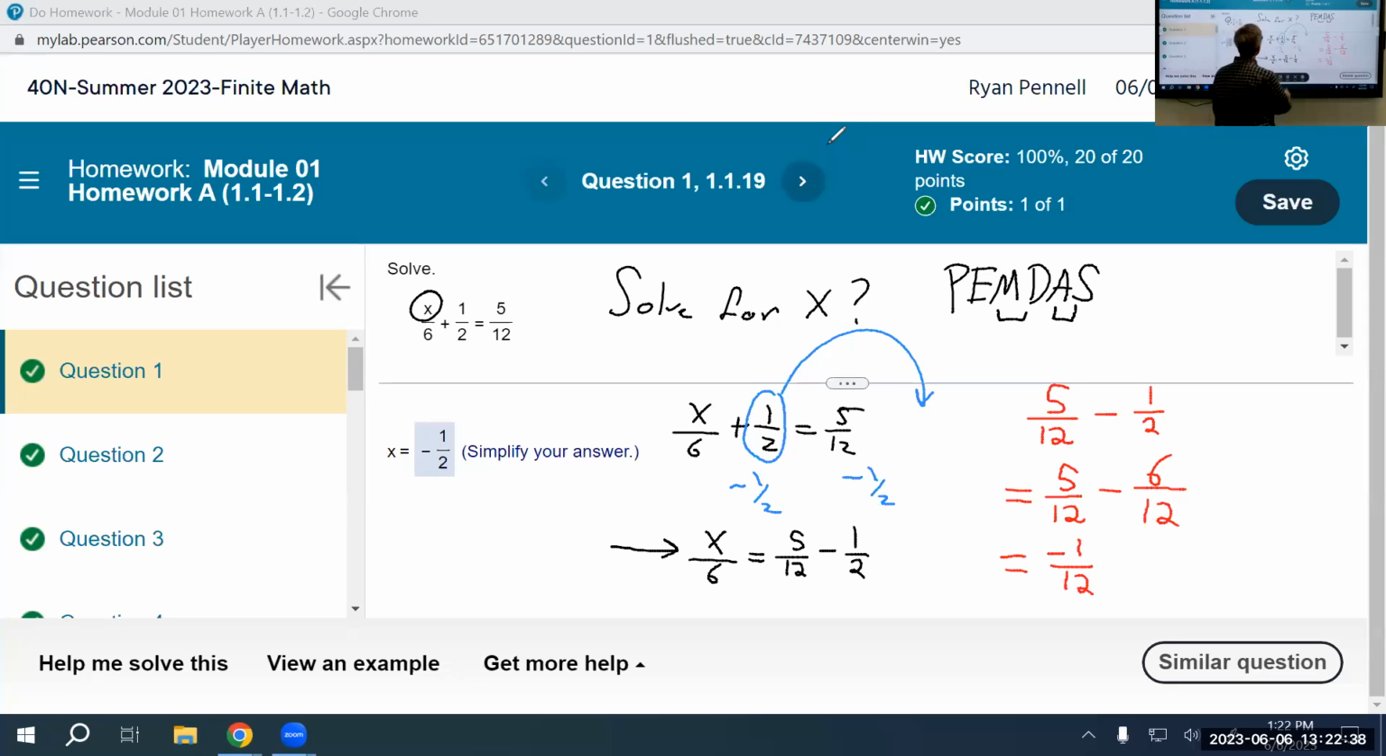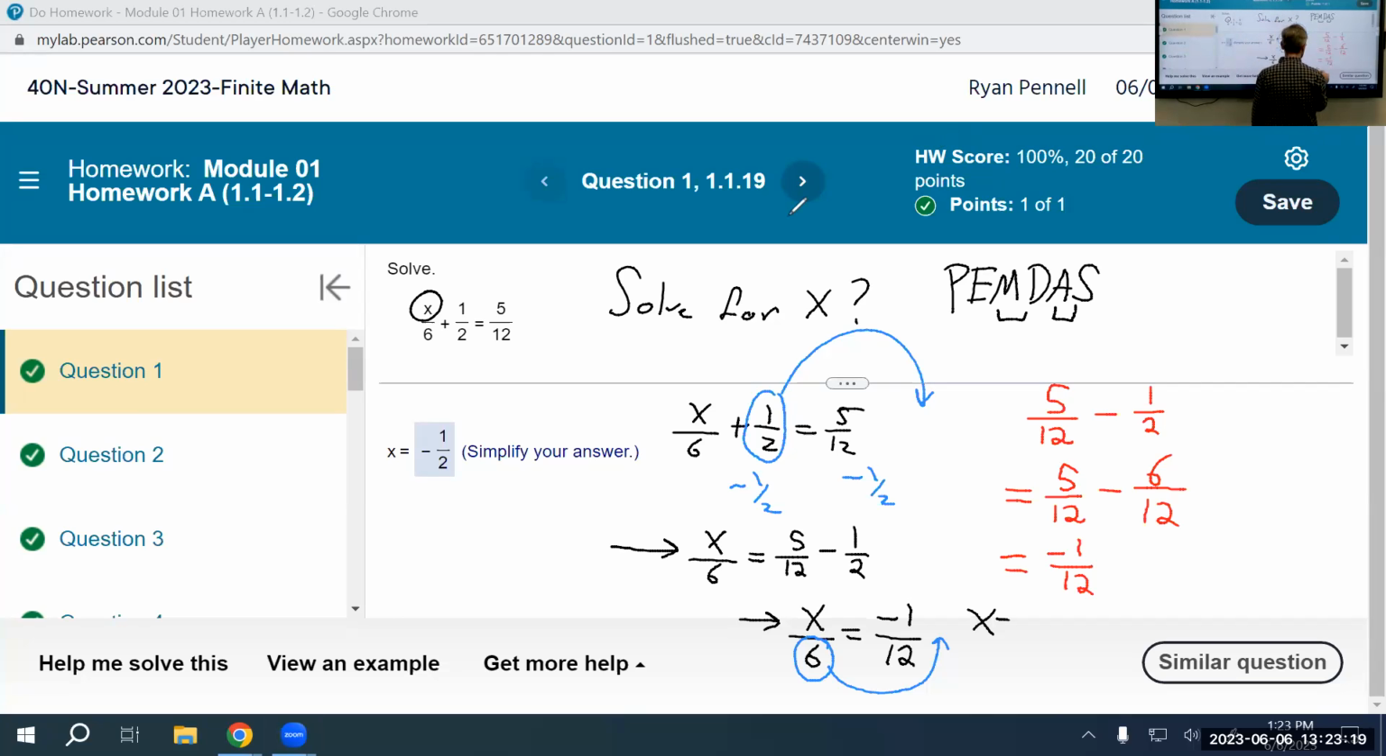So far, so good. All right, almost done. What does that mean? That means that x over 6 equals -1/12. All right, last step. We need to get that 6 on the other side. How do I get that 6 on the other side? This 6 is dividing the x. So I think if we multiply both sides by 6, then we'll have it, okay? All right, so let's do that. We're going to multiply both sides by 6.